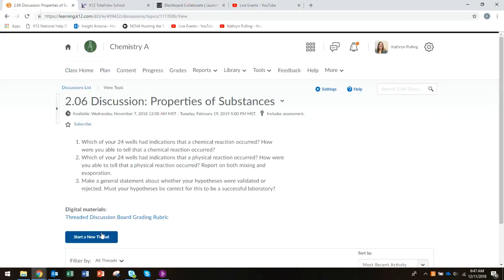So just so you know, to get full points for these two questions, you should address all 24 wells. You need to share your observation for each pair of chemicals, and you should be making a judgment as to whether or not what happened was chemical or physical. All right? So even if it seemed like nothing was happening, you were mixing the two things together, which is a physical reaction. Okay? That's the biggest area where people lose points on this assignment: you only talk about one or two that seemed interesting. You've got to talk about all 24.